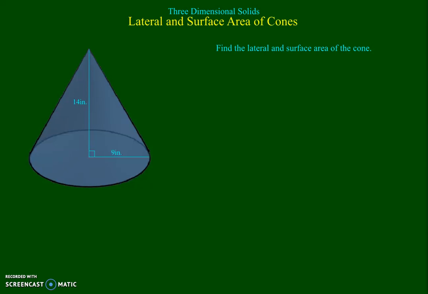This is part 6 of the series Three-Dimensional Solids, and I'm going to start this part with an example of finding lateral and surface area of a cone. Here we have a basic cone. It has a radius of 9 inches and a height of 14 inches.